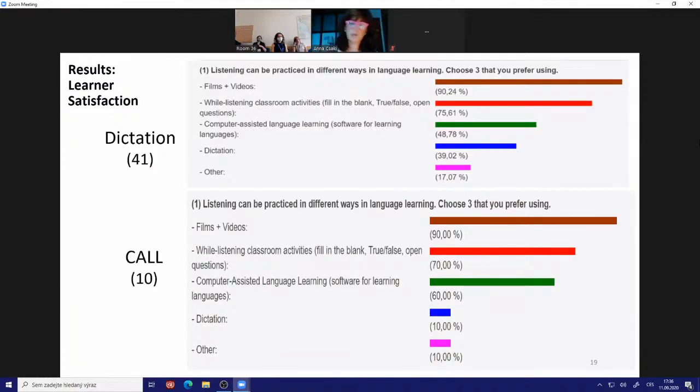I will share just a couple of questions from the questionnaire with you regarding learner satisfaction and motivation. Now, the first question was, choose 3 ways that you would prefer using listening, and both groups chose films and videos as number 1. They both chose while-listening activities as number 2, and computer-assisted language learning as number 3. Now, interesting, in the dictation group, 40% chose dictation as a method they would like to use, whereas only 10% chose dictation from the CALL group.